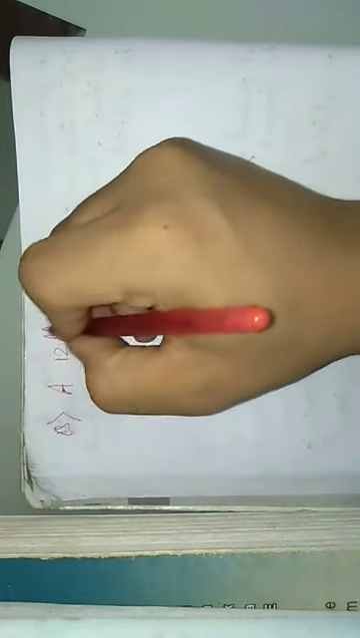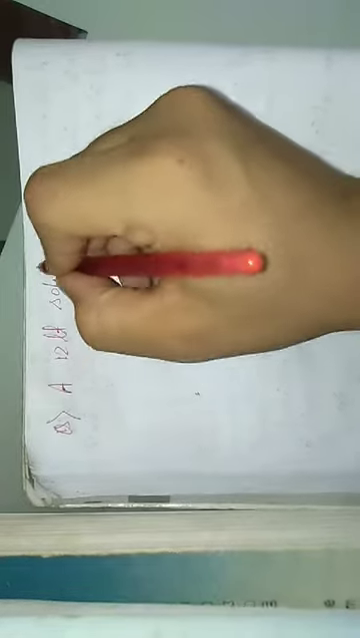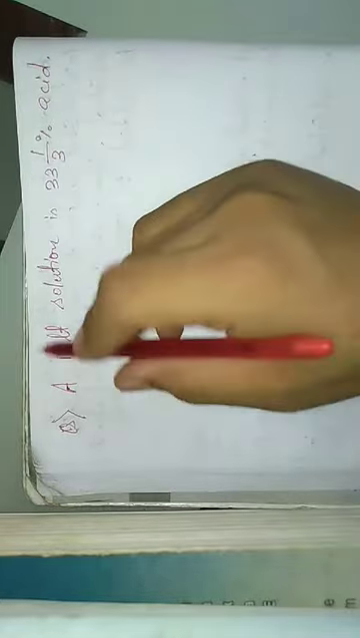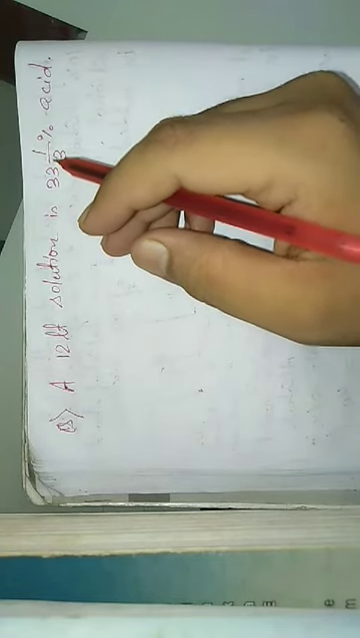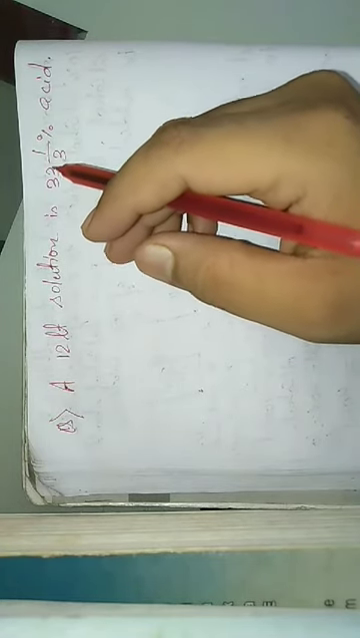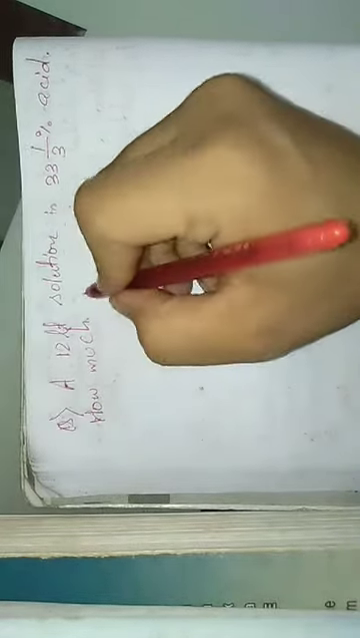A 12-liter solution is 33 complete 1/3% acid. Out of this 12 liter, only 33 complete 1/3% is acid. So what is the rest? The rest is water. If nothing is said about the rest, it's water by default, whether it is an acidic solution or an alcoholic solution. So the question is how much water they have given.